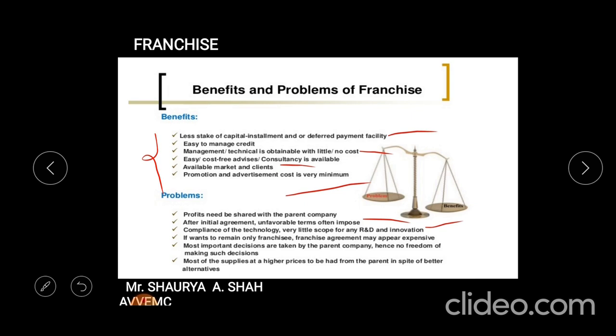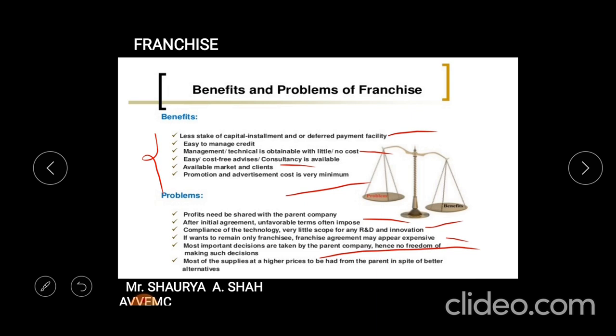If one wants to remain only a franchisee, the franchise agreement may appear expensive, right? So when you are starting with only franchise, many a times it takes place that the cost of installment, that is the cost of gaining the franchise, becomes very costly. Most important decisions are taken by the parent company, hence no freedom of making such decisions.